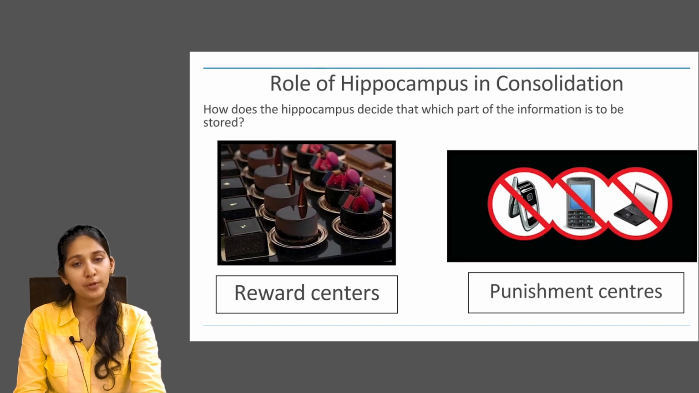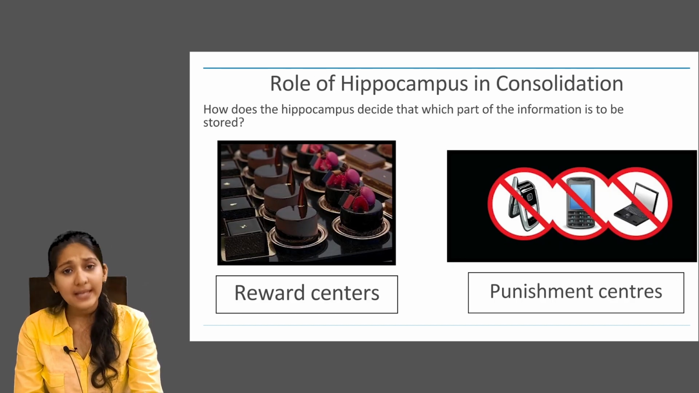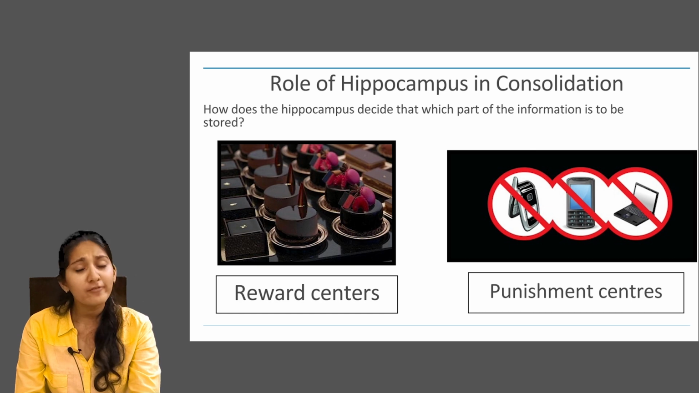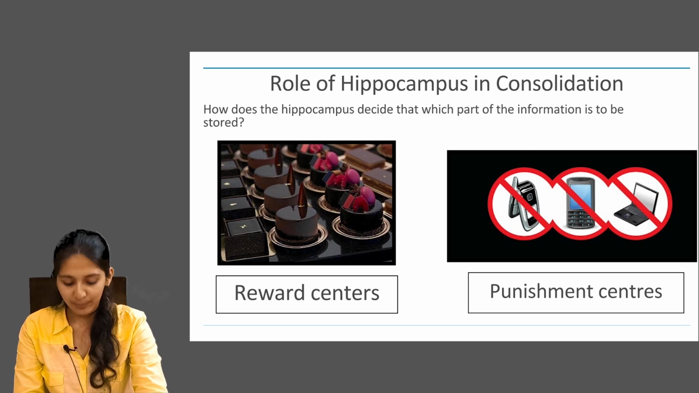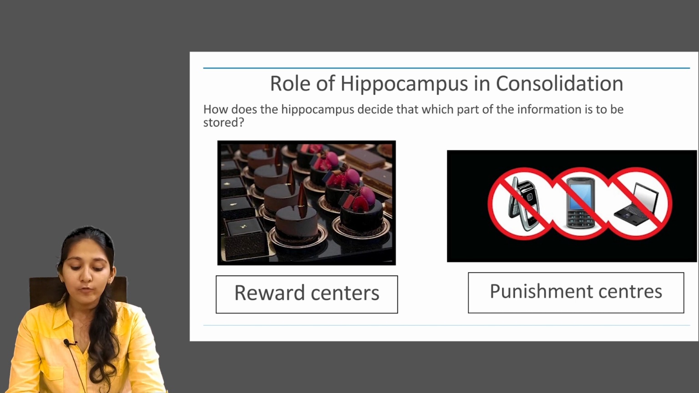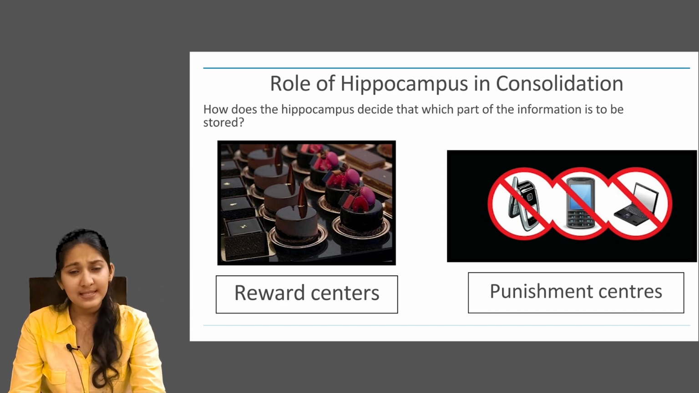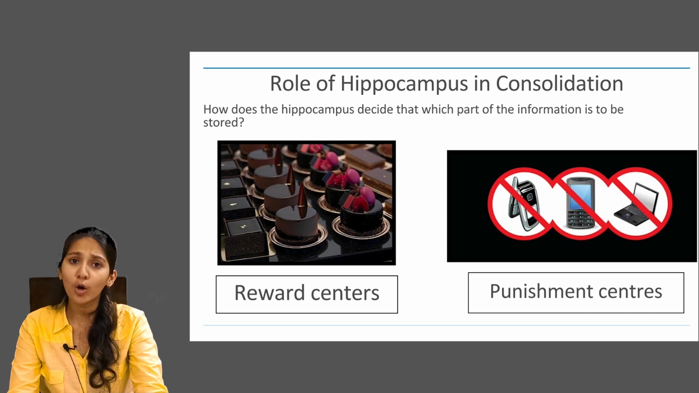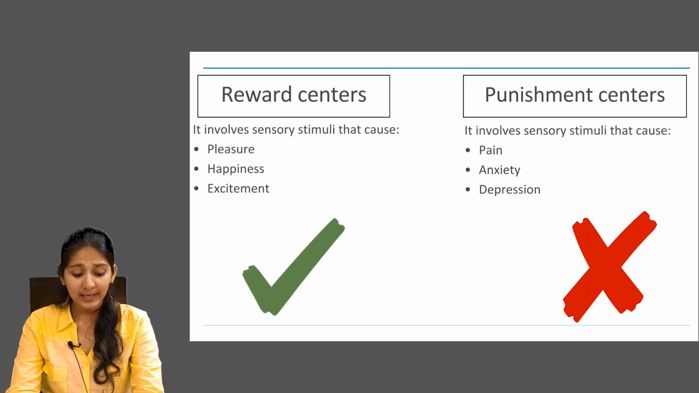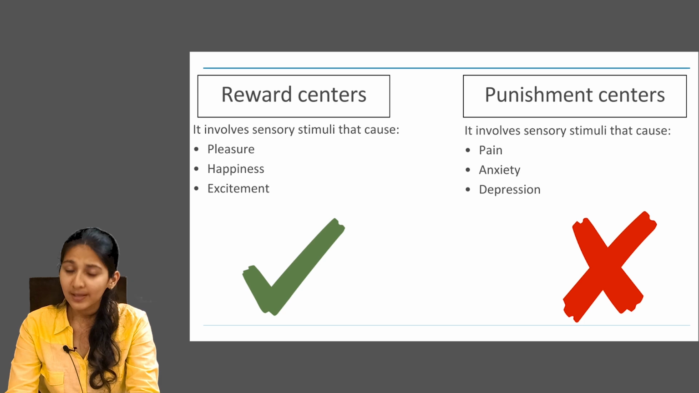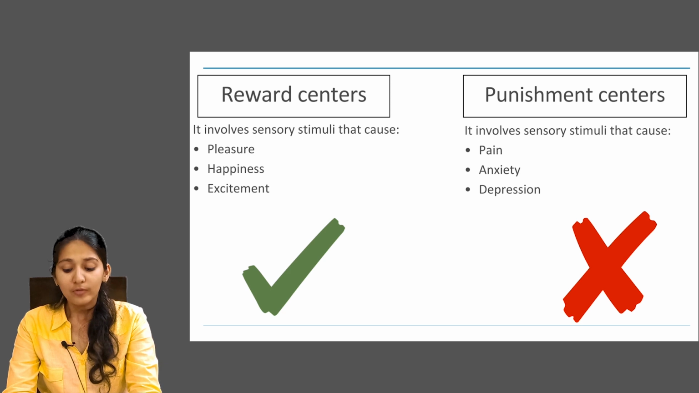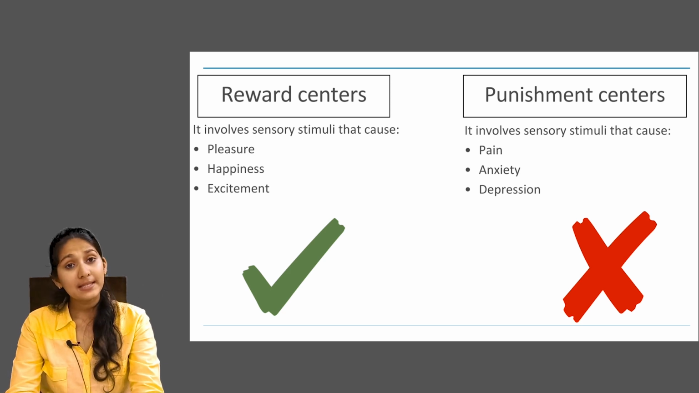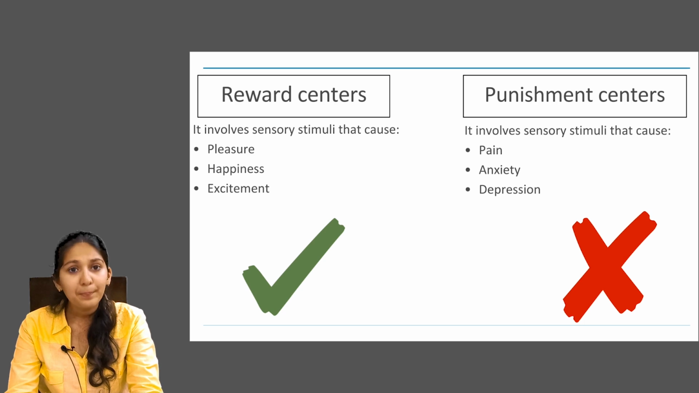Let's talk about the role of the hippocampus in consolidation. How does the hippocampus get to know which kind of memory is to be stored and which kind of memory is not to be stored? Any kind of thought which gives you a reward or a punishment is always stored in the brain. Reward centers involve stimuli such as pleasure, happiness, excitement, etc. For example, if you have topped a university exam, this kind of stimulus is going to give you pleasure, happiness, excitement. That is, it is going to give you a sense of reward, and therefore the brain is going to store it inside. The punishment center involves sensory stimuli like depression, anxiety, pain, etc.